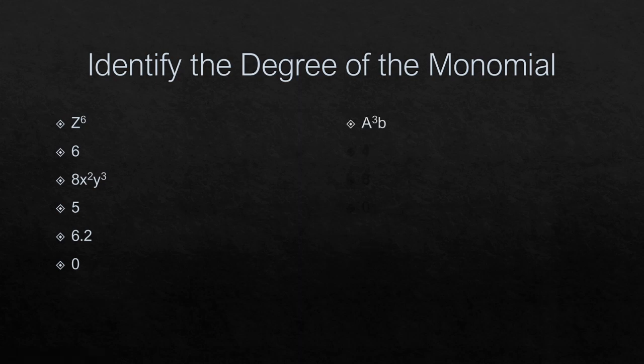A cubed times b. So a cubed has the exponent of 3. B, we know, has an exponent of 1 even though it's not there. 3 plus 1 is 4. And then we have 8. Again, just like 6.2, there are no variables, so the degree of that monomial is just 0.